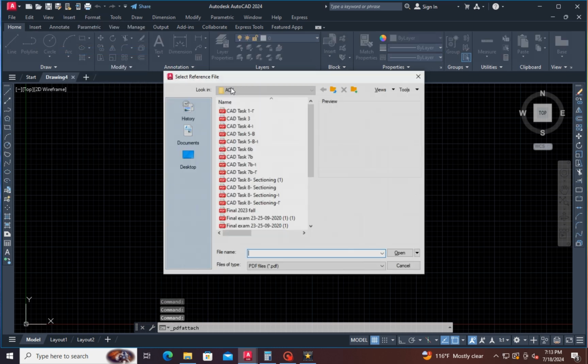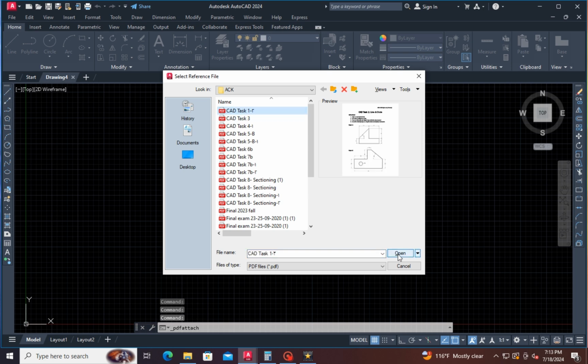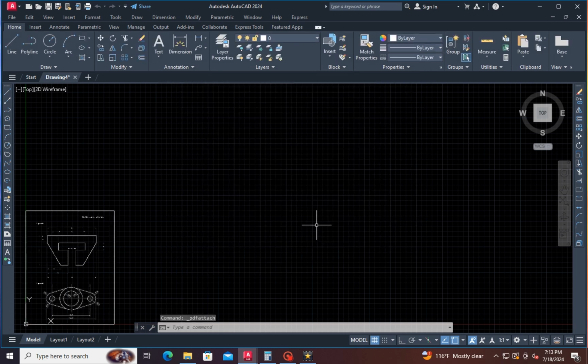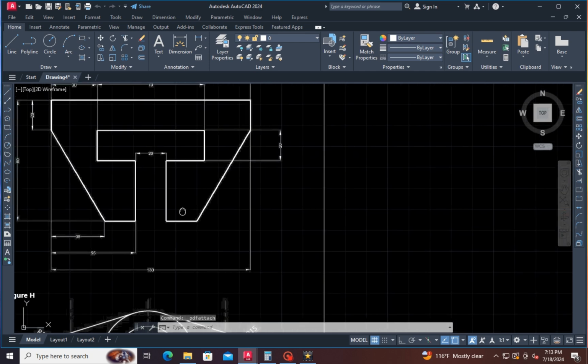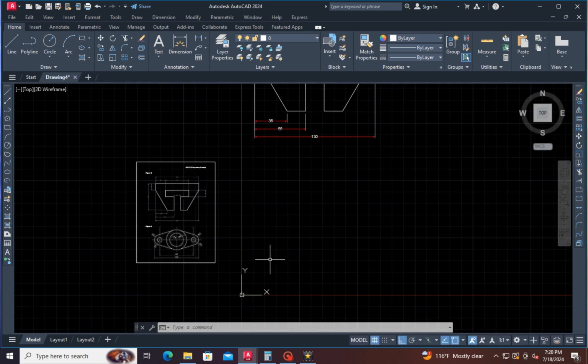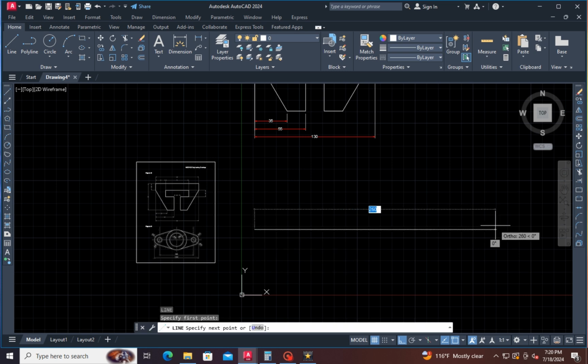File, PDF, and then go to select anyone. Then okay, we will make this second diagram. So for this, see step by step all the steps.